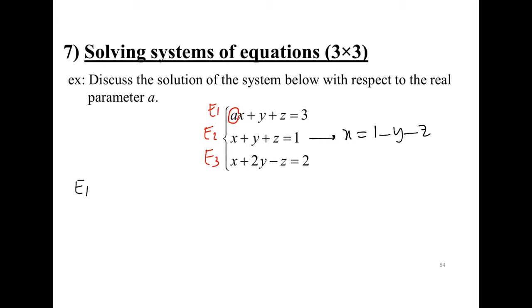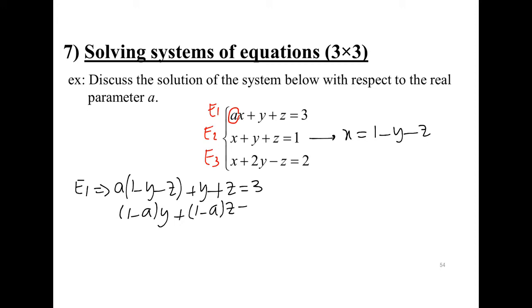So for E1, we would have a into 1 minus y minus z plus y plus z equals 3. When we fix this as a term in y plus a term in z equals a constant, we end up with 1 minus a into y, when we expand the first term, of course, and group similar terms, and 1 minus a into z equals 3 minus a.